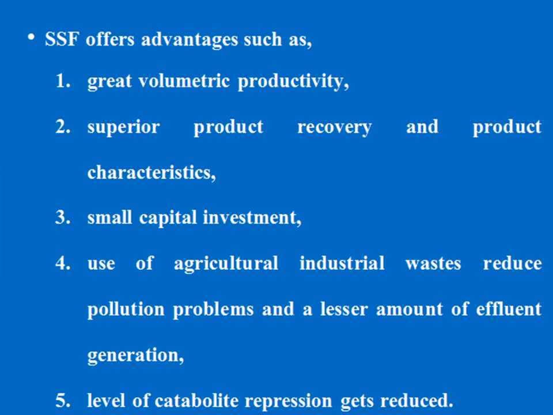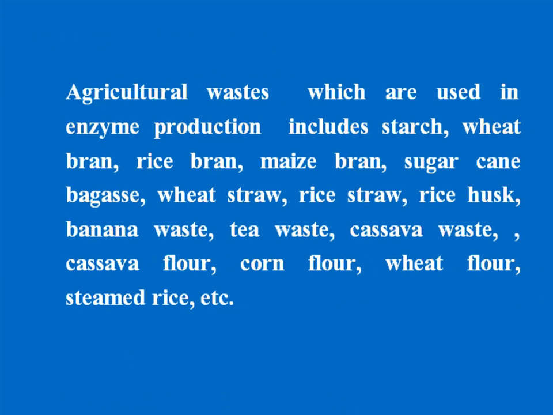This method offers advantages such as great volumetric productivity, superior product recovery and product characteristics, small capital investment, use of agro-industrial waste, reduced pollution problems, a lesser amount of effluent generation, and a reduced level of catabolite repression. Agricultural wastes which are used in enzyme production include starch, wheat bran, rice bran, maize bran, sugarcane bagasse, wheat straw, rice husk, banana waste, tea waste, cassava flour, corn flour, wheat flour, steamed rice, etc.